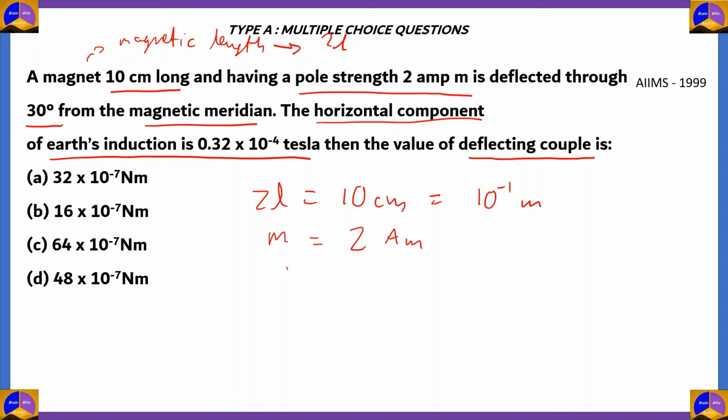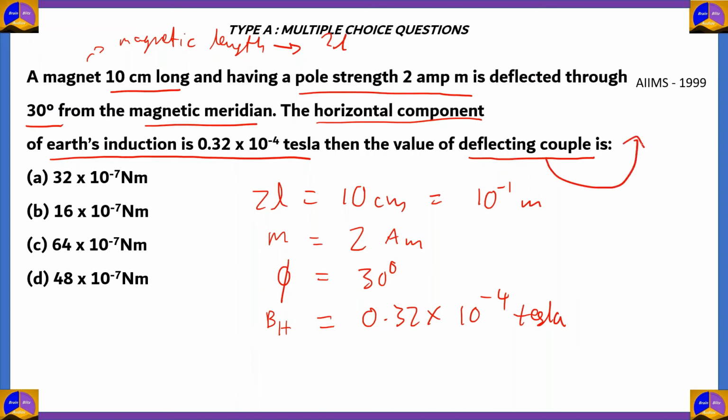Then what we're given is the angle of deflection, phi. So let's take phi as 30 degrees as given in our question. Then the horizontal component of the Earth's induction. So the Earth's magnetic field horizontal component, which is represented by BH, is 0.32 into 10 raised to minus 4 Tesla. So we have our quantities. Now we need to find the value of the deflecting couple.